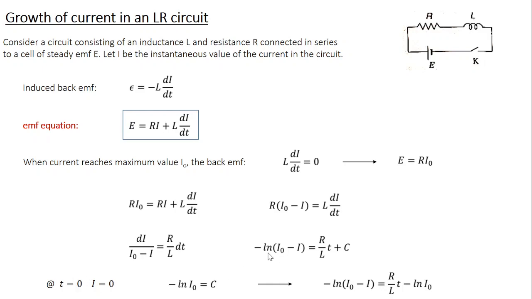So at t equal to 0, I equal to 0. So left hand side becomes minus ln I naught. On the right hand side, R T by L, this term gets cancelled. So I have only C on the right hand side. So value of C equal to minus ln I naught. Substitute for C in this equation, it becomes minus ln I naught minus I equal to R by L into T minus ln I naught.